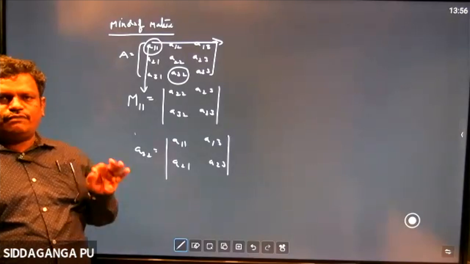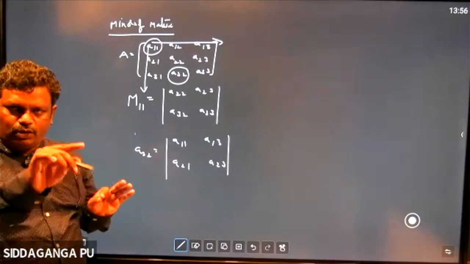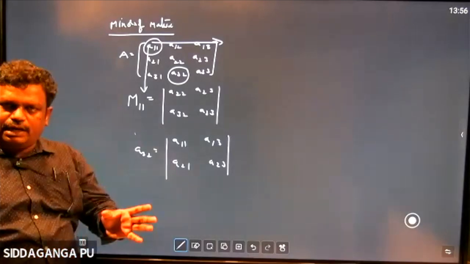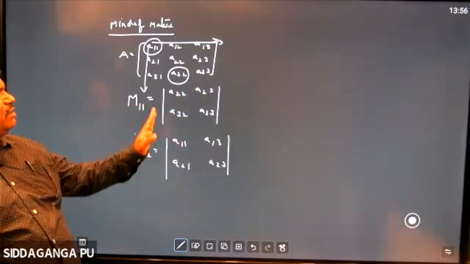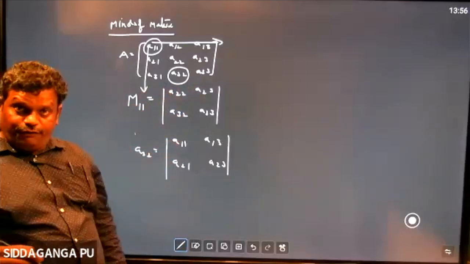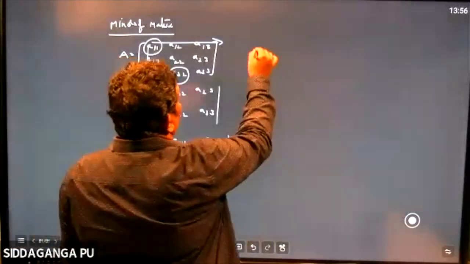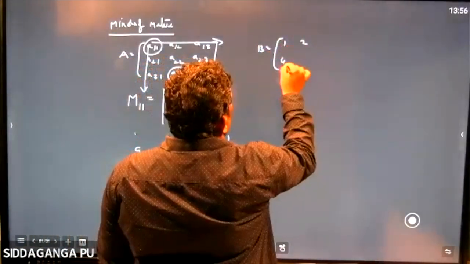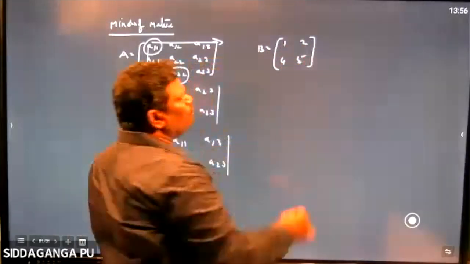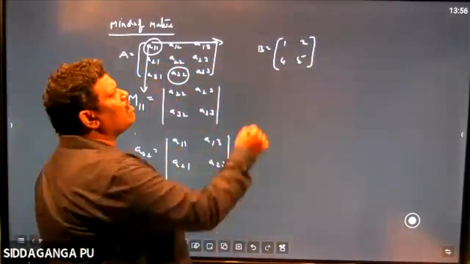Okay, understood? Which element we choose, that corresponding row and corresponding column are neglected. The remaining elements we write in one determinant, which is called the minor of the given matrix. If you have any doubt, take a 2 by 2 matrix. How do we write the minors? Nothing, same elements 1, 2, 4, 5. Now we can find the minor of 1.